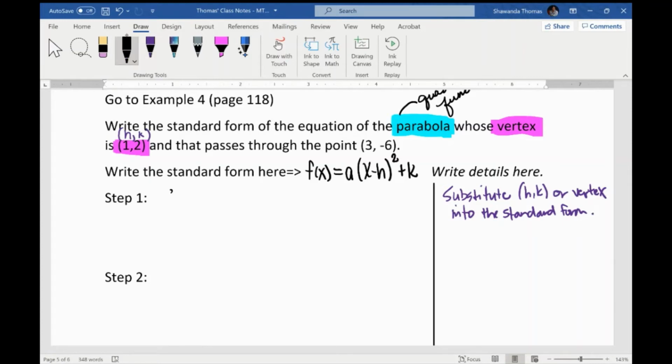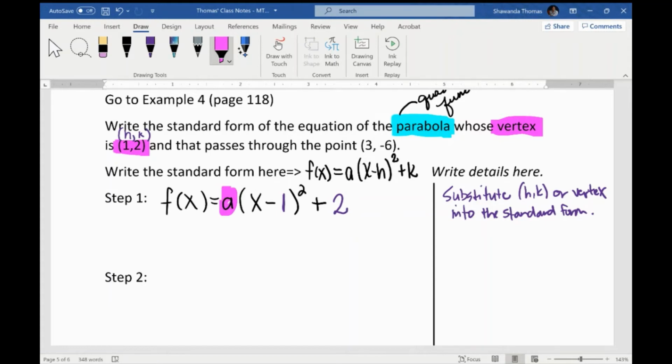So we have f of x equals a times x minus h. What is h? 1. So we're going to put 1 here. Close parenthesis squared plus what's k? 2. Put 2 here. There's only one more thing we have to replace. Can you tell me what that one thing is? A. That's the only thing left we've got to find.